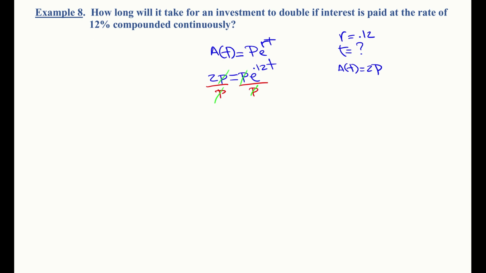So here the simpler equation now is 2 equals e to the 0.12t, because the p's canceled out. So now we just have to solve this simple exponential equation. And remember, with these, we go ahead and take the log base e, since we have a power of e on one side. It's better. You don't have to. You can take log any base you like, but it's most efficient to take log base e of both sides.